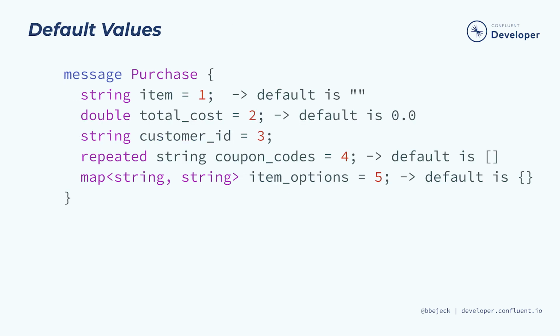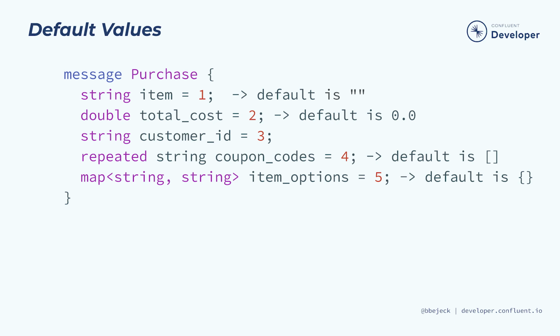If a field is not present when it's serialized, Protobuf assigns a default value based on the type of the field. The default for a string field is an empty string, a number field is 0, and a Boolean is false. It's also worth noting that if a field is set to the default value, for example, the total cost of the sale is 0, it's not serialized or sent across the wire.